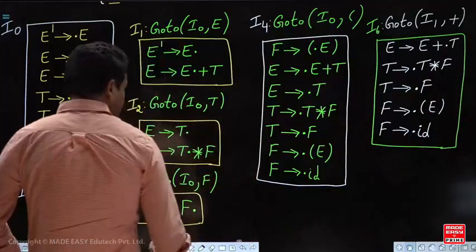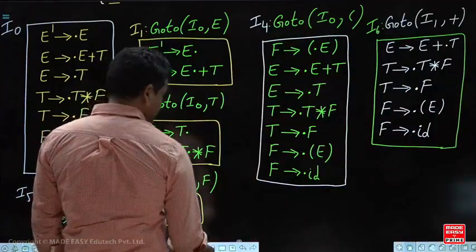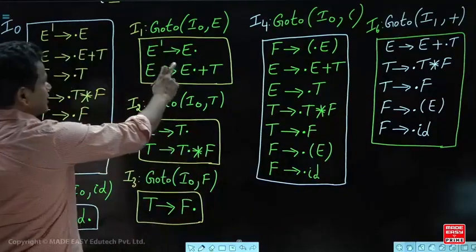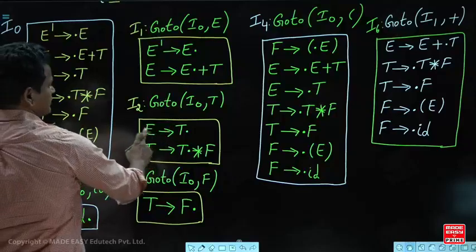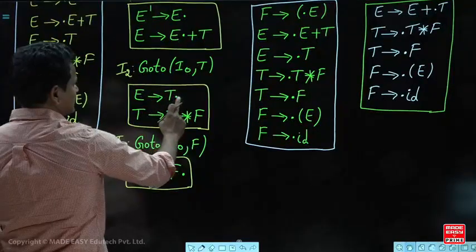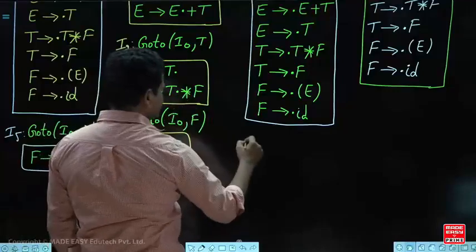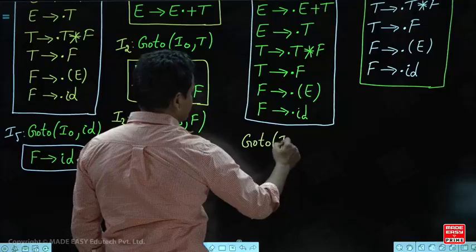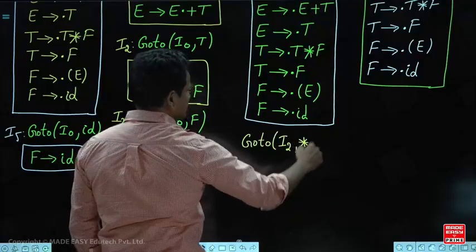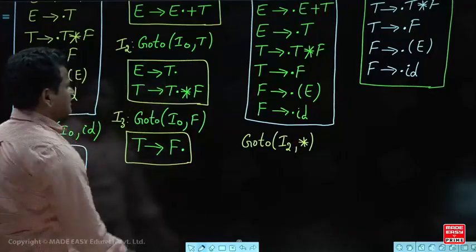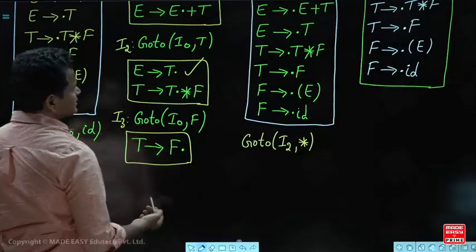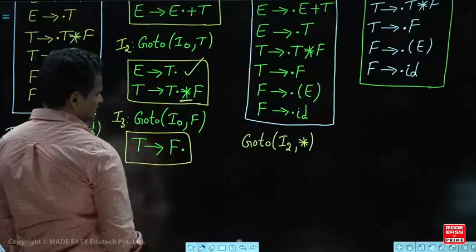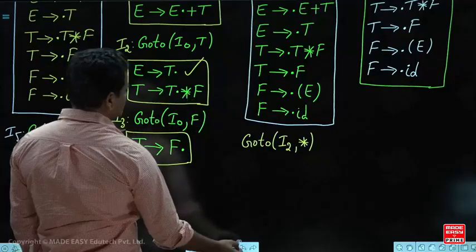So we have done this. Come to I2. I2 first production is completed. Take the second production. Go to of I2 comma star. The first one is done. We cannot write the go to for the first production because it is dot of nothing. And the second production, dot after star. So I2 comma star.